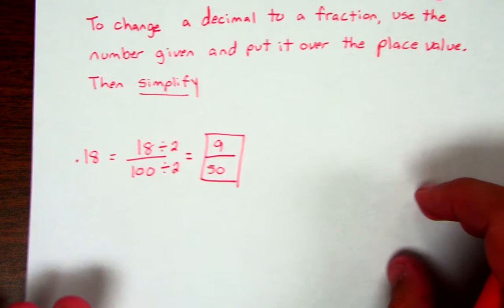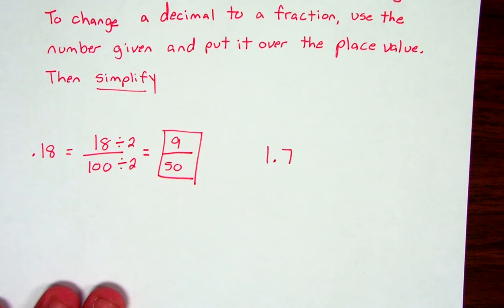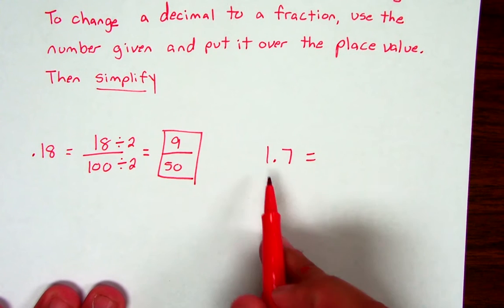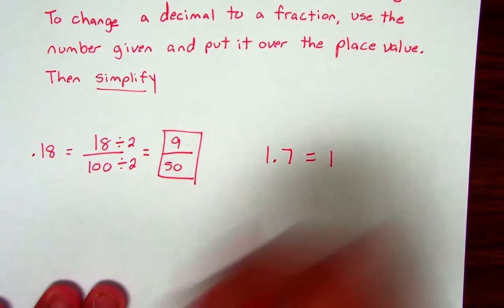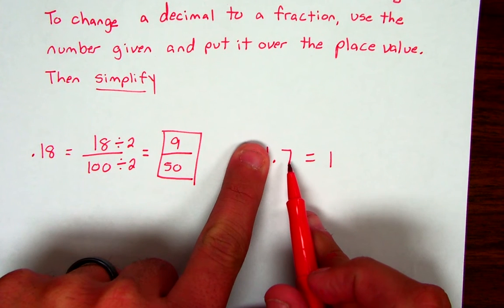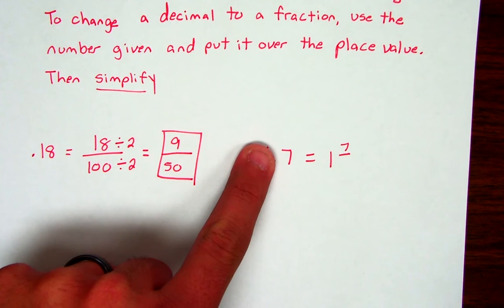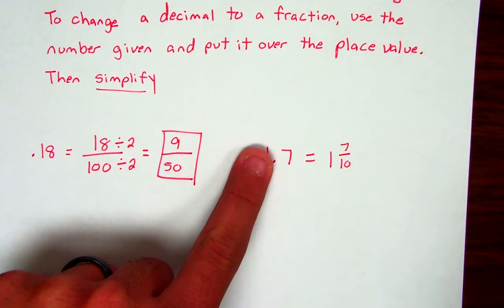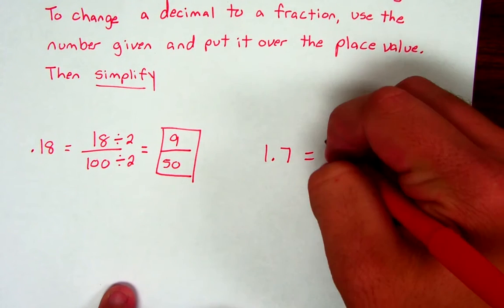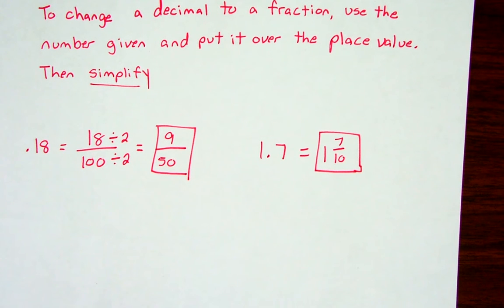Well, now, what if we had this? Oof. I have a whole number. Keep the whole number. And now we have a 7, so the number given is the 7. And what is the place value of the 7? It would be in the tens place. That cannot be simplified, so that is your answer. Hopefully this helps. Let's go ahead and try now some review of Unit 1.